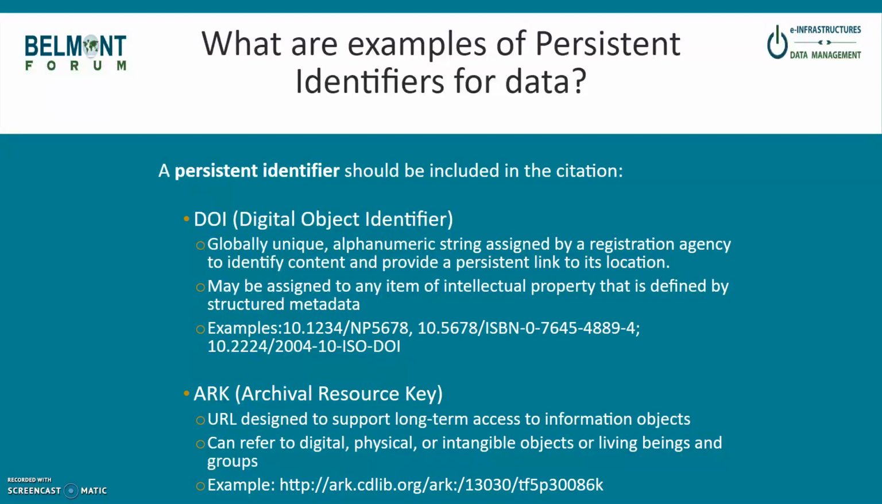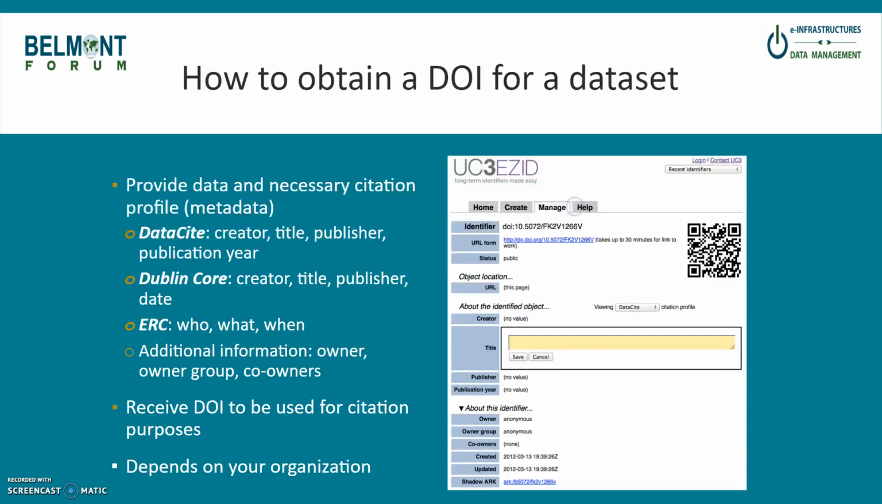There's also the Archival Resource Key. This is a URL designed to support long-term access to information objects. And there are examples of other persistent URLs as well. We just mentioned DOI as the most used standard.